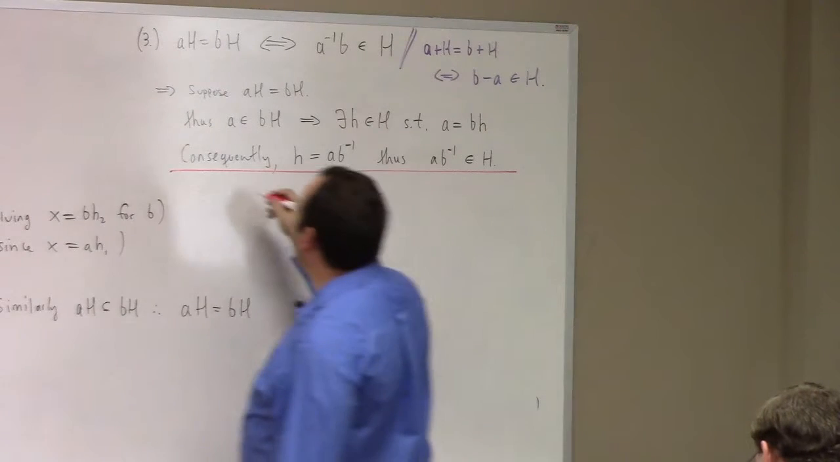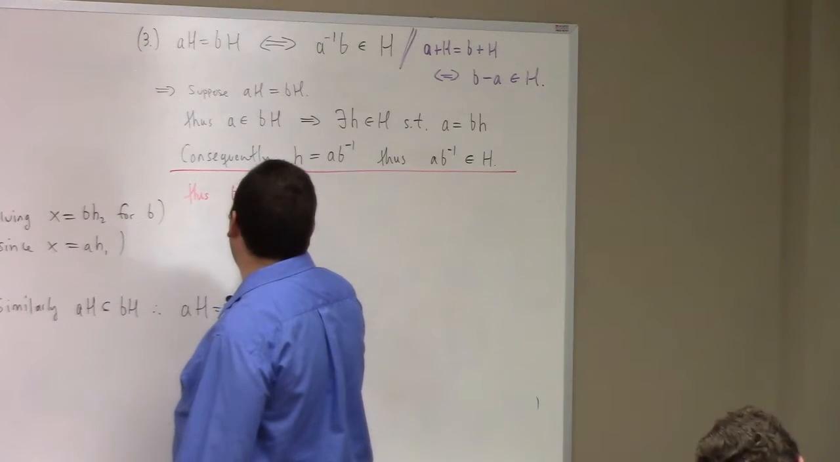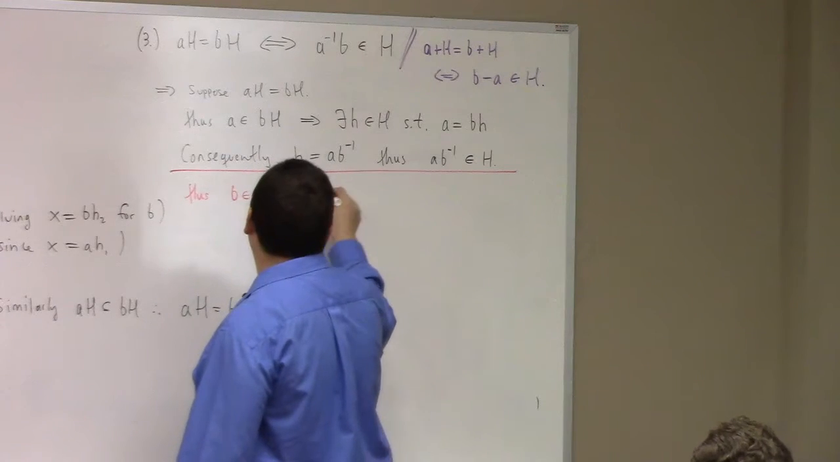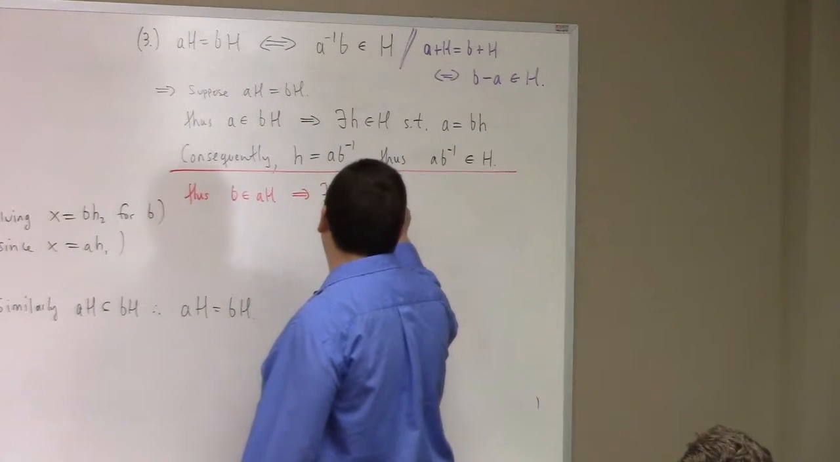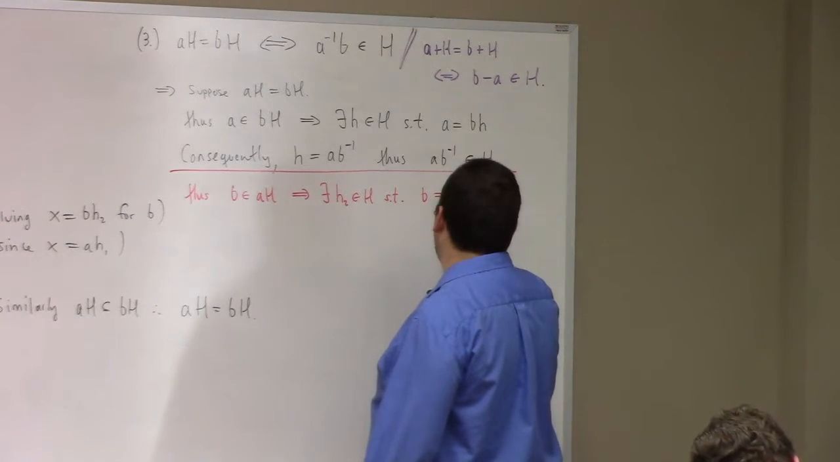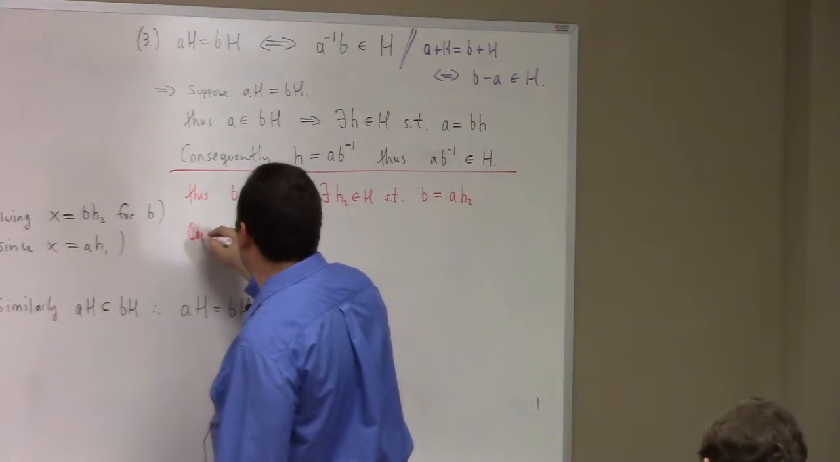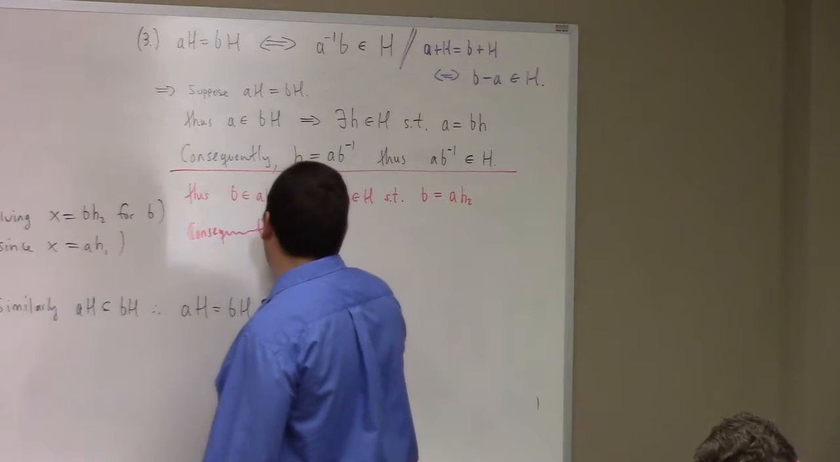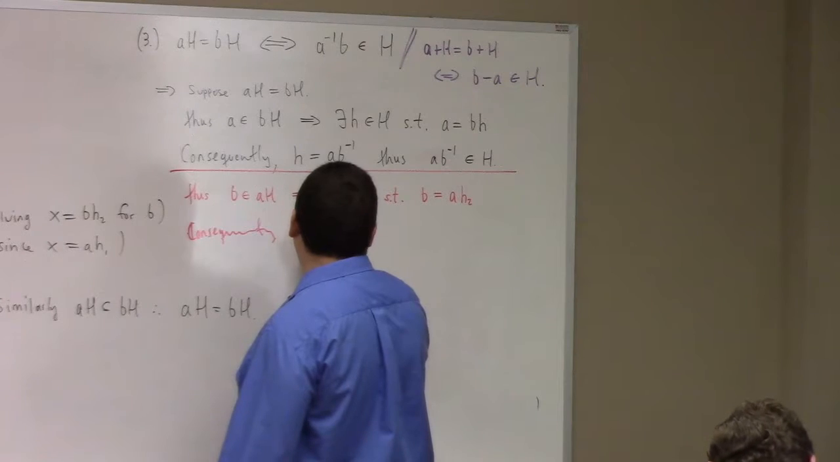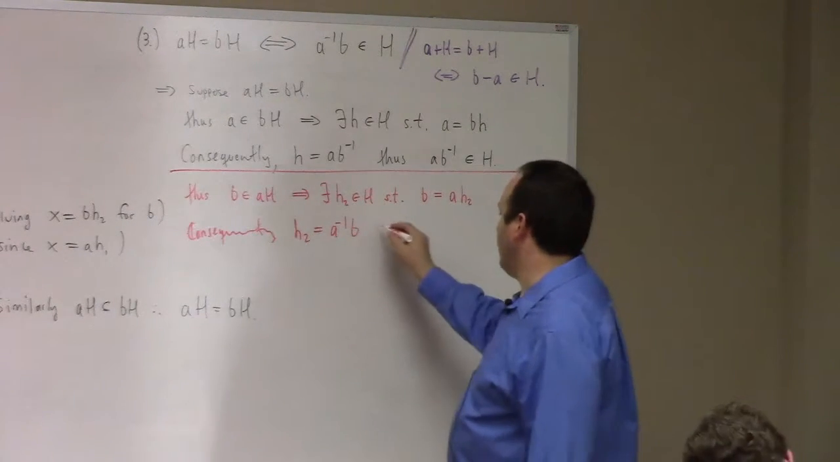What if instead I had said, thus, B is an element of AH, right? Which implies that there exists H2 in H such that B is equal to AH2. Thus, consequently, H2 is equal to A inverse B, right? Which is an element of H.